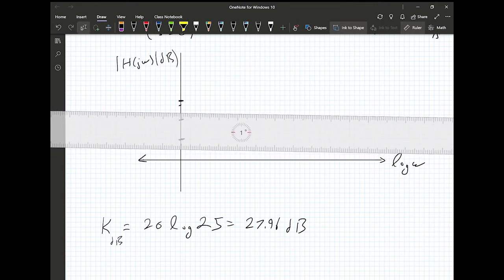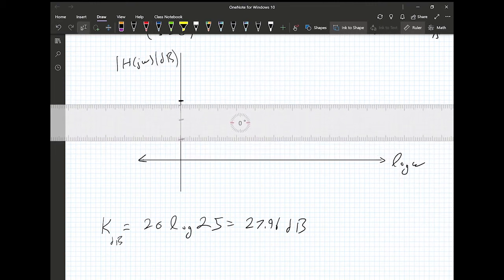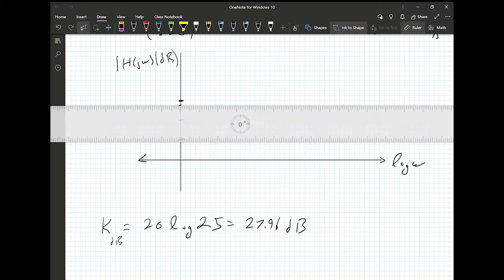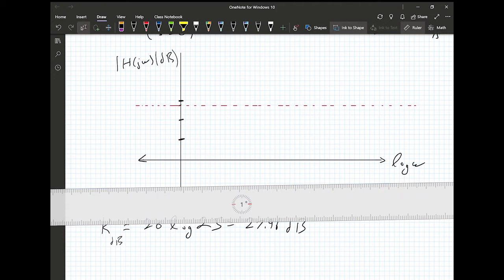Let me draw it as a dotted line. This is not the whole Bode plot. This is just the Bode plot due to the gain. It's something like this, a straight line. Okay, so this is the gain K.